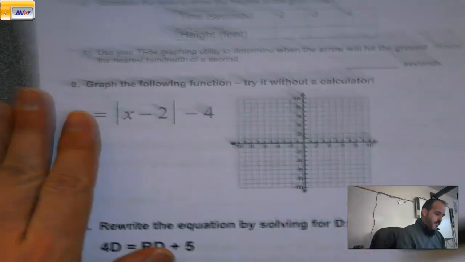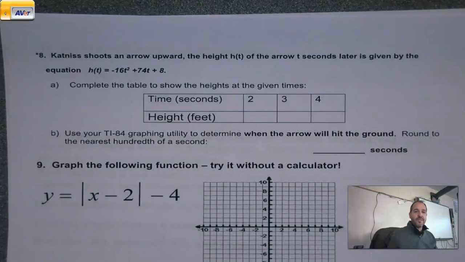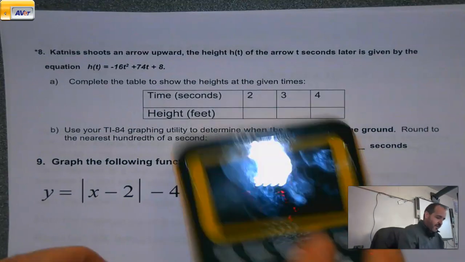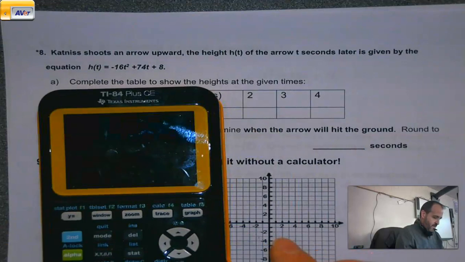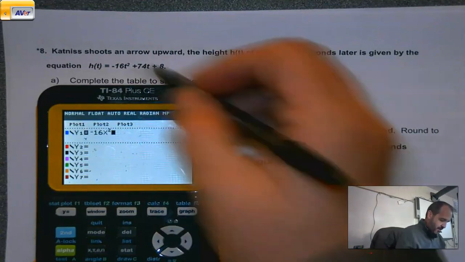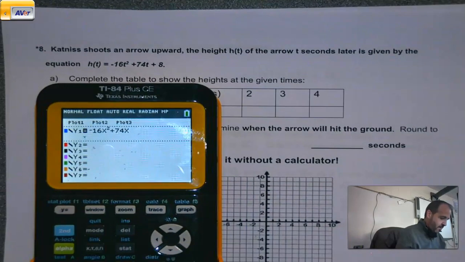All right. Oh, calculator time. Katniss shoots an arrow upward. The height is given by the equation. Complete the table to show the heights. Okay, here's all we're going to do here. Get my y equals set: negative 16x squared, because my calculator doesn't like if I use t.